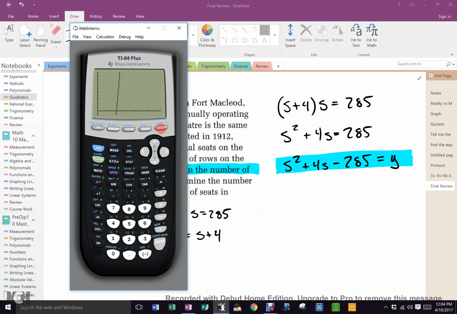Didn't really work for me, did it? I've got a 0. That's no good. So I go back to my window, change my window. All right, let's go to an x max of 100. Let's go to a y max of 500. Let's get our y scale at 100.